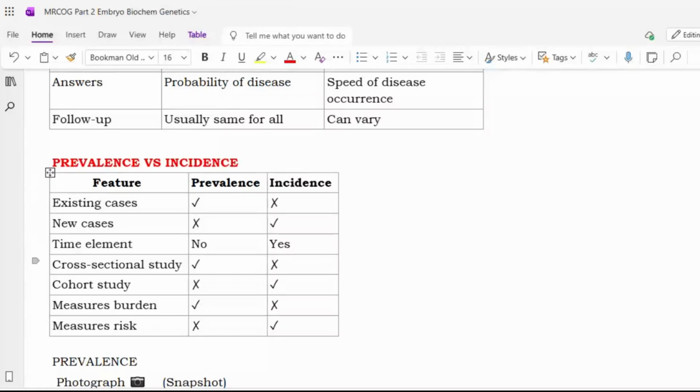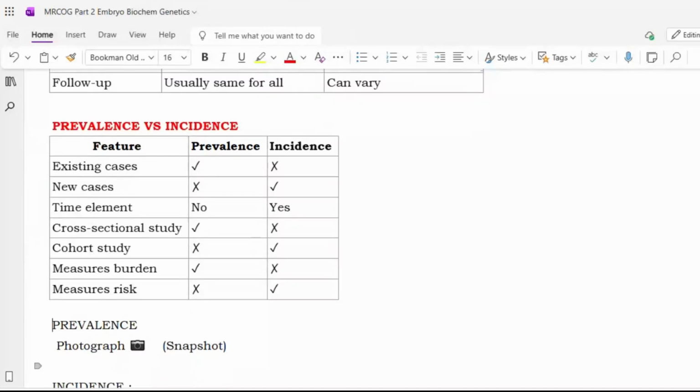A cross-sectional study will give prevalence, while incidence you will get in a cohort study. These are frequently asked questions. Prevalence talks about the burden of the disease, while incidence talks about the risk. This is a very important concept, prevalence versus incidence, and you should revise it.